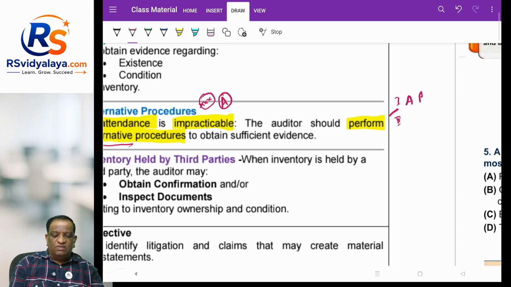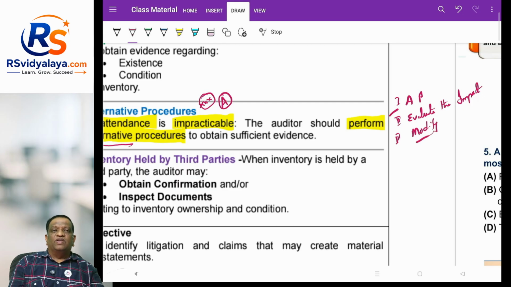If this is not possible, then evaluate the impact. Because he couldn't do it, what is the impact of not verifying this item? How important is this item? How significant is this item from the materiality perspective? And based on your decision, modify if required. So, modify the audit report. So, these are the 3 steps the auditor would be performing with regard to it.